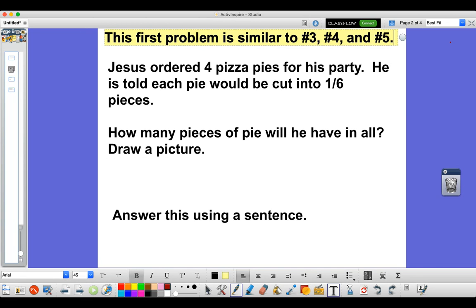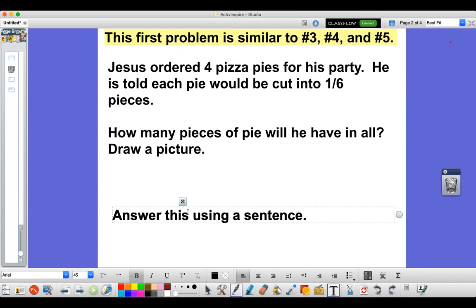Okay? So this first problem that we're going to do is similar to number 3, number 4, and number 5. Jesus ordered 4 pizza pies for his party. He is told that each pie would be cut into 1/6 pieces. How many pieces of pie will he have in all? Draw a picture. Answer this using a sentence.